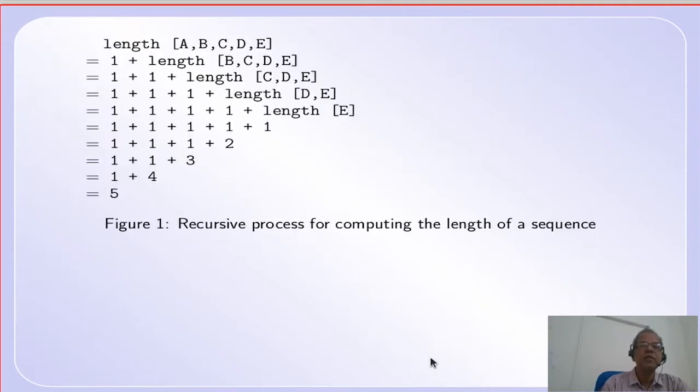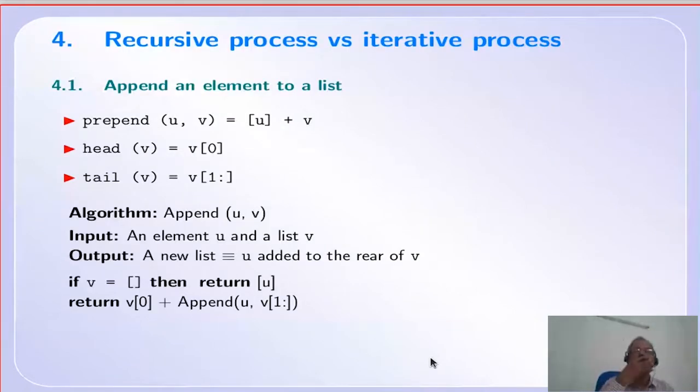This we have already seen. Last lecture we saw, we are given a list as the input. The output should be the length of the list. How a recursive process unfolds or evolves. Let us go on to the difference between recursive process and iterative process. I will illustrate the difference between recursive process and iterative process with the help of lists. That does not mean recursion or iteration works only with lists.